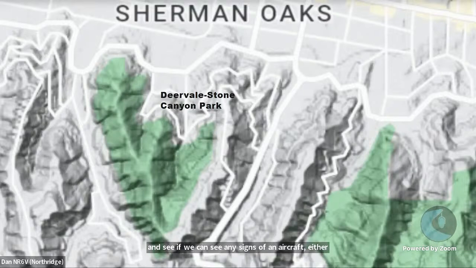I also, about this time, turned on my Yaesu radio and tuned 121.5 because many of the ham 2-meter radios will receive AM transmissions on the aircraft band. So I tuned up 121.5 and I heard absolutely nothing.